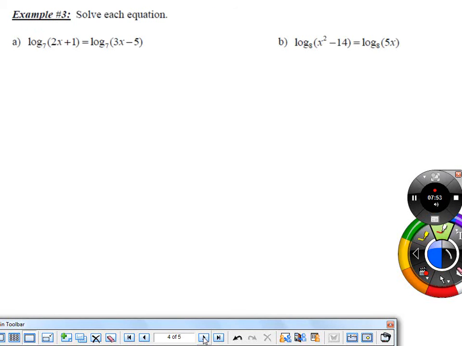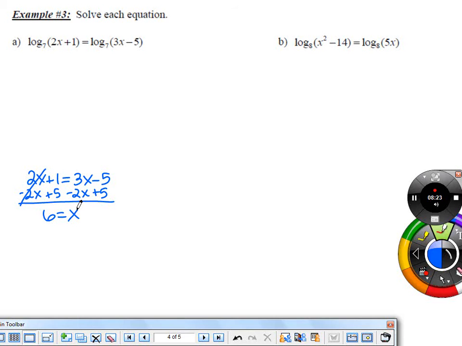All right, so now let's talk about solving log equations. So just like exponential equations, if you have the same log with the same base on both sides of the equation, you can just set the quantities within the logarithm equal to each other. So like in this first equation, if those two things are equal, 2x plus 1 must equal 3x minus 5. And then we can finish solving this. And we would get that x is equal to 6.